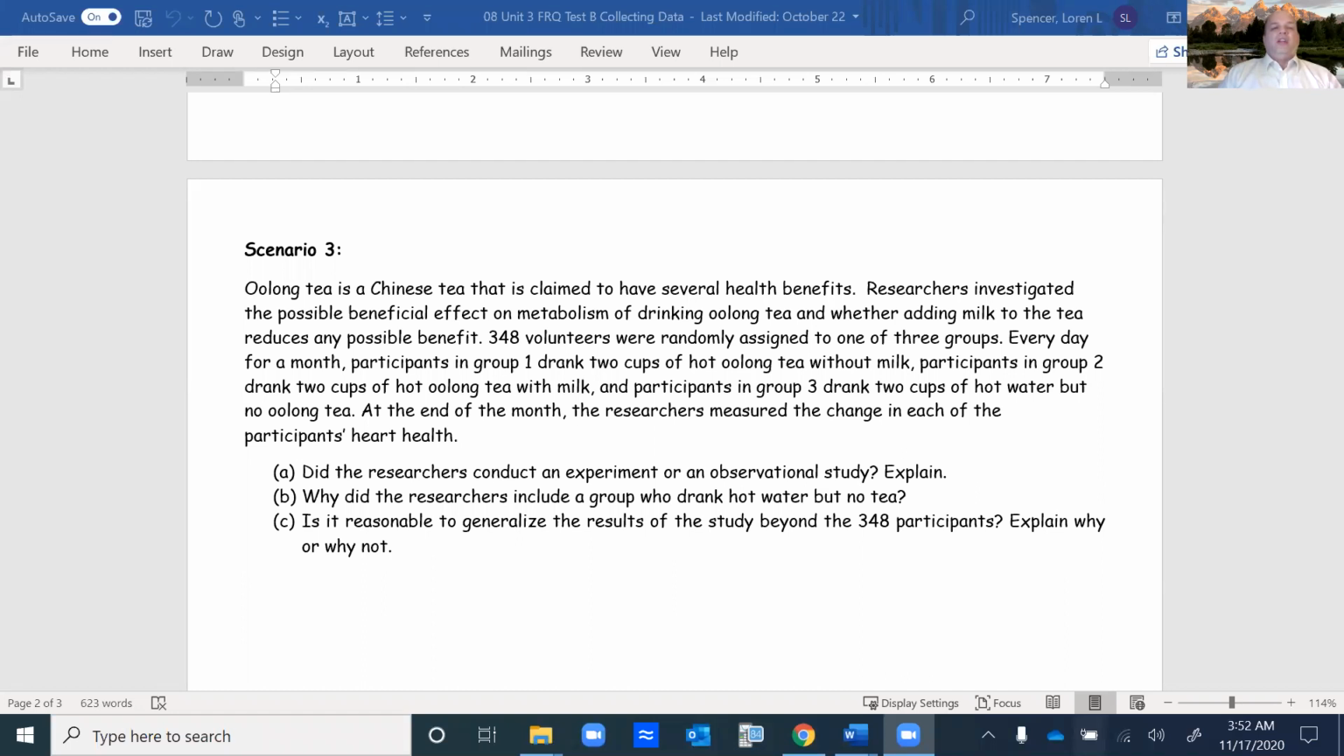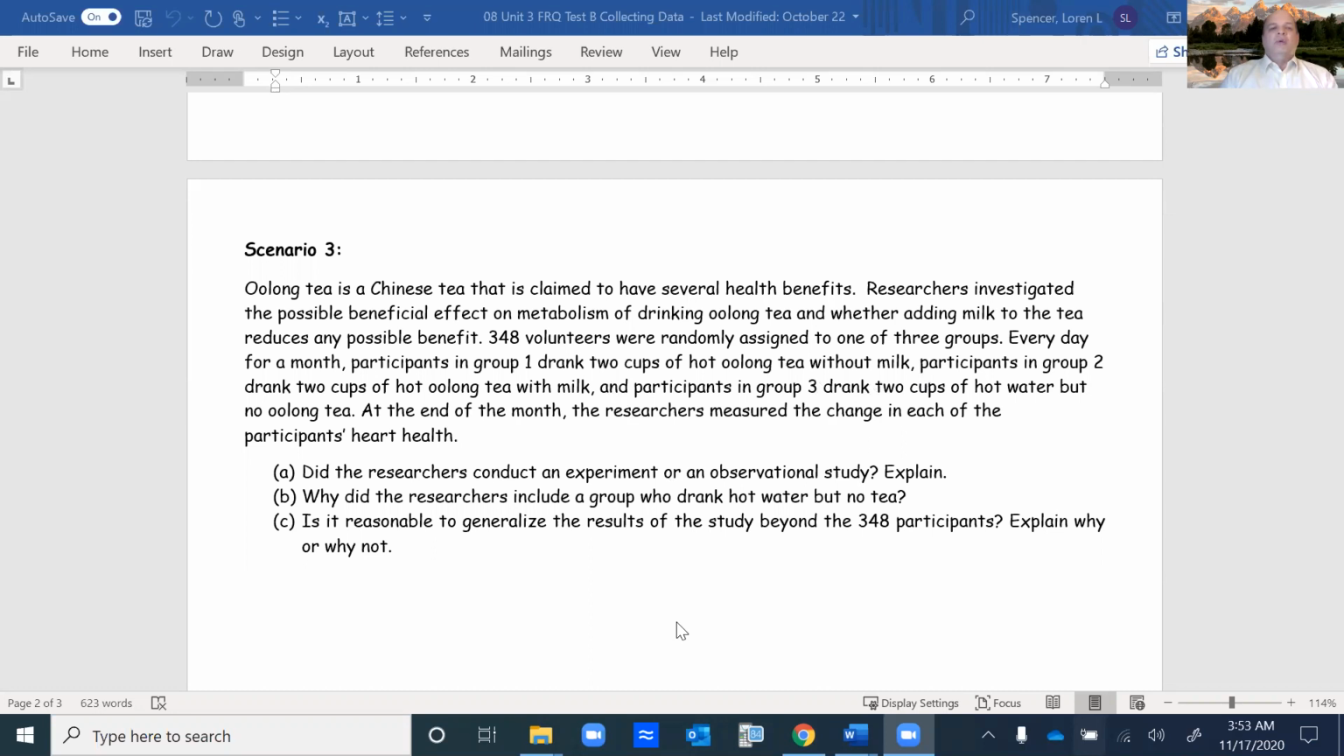Okay, this is version B, question 3. Oolong tea is a Chinese tea that is claimed to have several health benefits. Researchers investigated the possible beneficial effect on metabolism of drinking oolong tea and whether adding milk to the tea reduces any possible benefit. 348 volunteers are randomly assigned to one of three groups. Every day for a month, participants in Group 1 drank 2 cups of hot oolong tea without milk. Participants in Group 2 drank 2 cups of hot oolong tea with milk. Participants in Group 3 drank 2 cups of hot water, but no oolong tea. At the end of the month, the researchers measured the change in each group's participants' heart health.